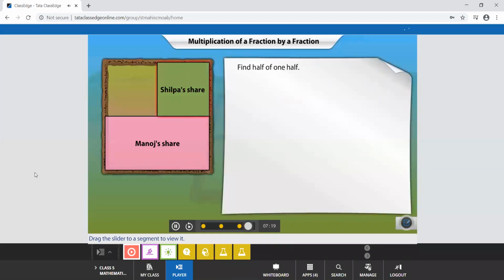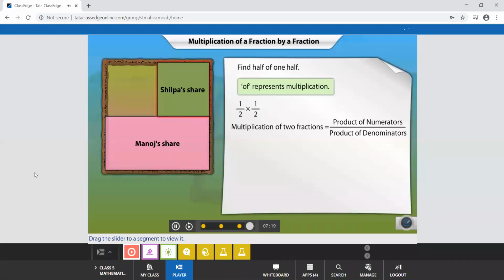We know that 'of' represents multiplication. So, this can be written as 1/2 into 1/2. When we multiply two fractions, we find the product of the numerators upon the product of the denominators. Therefore, when we multiply 1/2 by 1/2, we get 1/4.